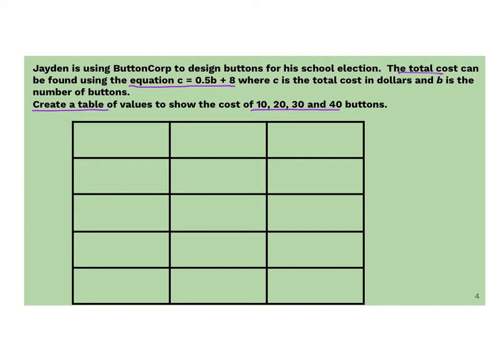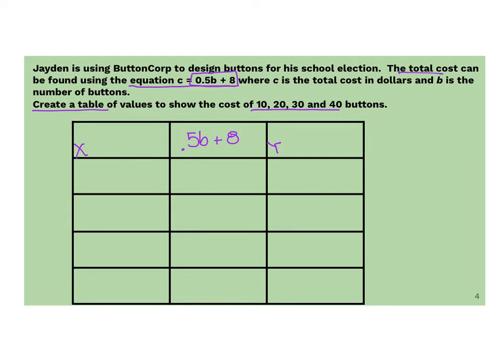All right, first of all, let's fill in the table. Remember, this is X, this is Y. The expression goes in the middle, so just everything after the equal sign. So 0.5b plus 8.